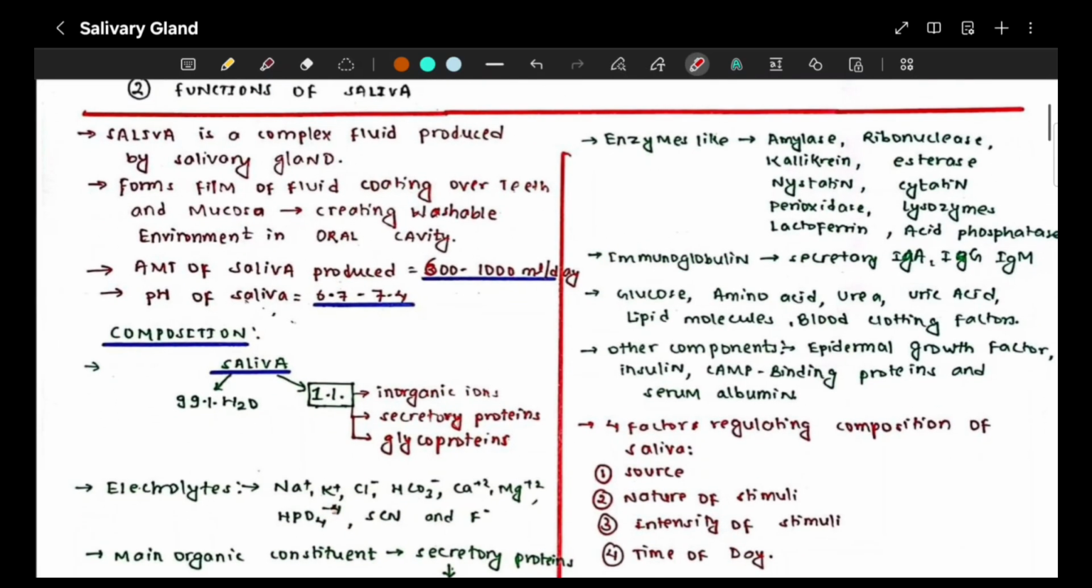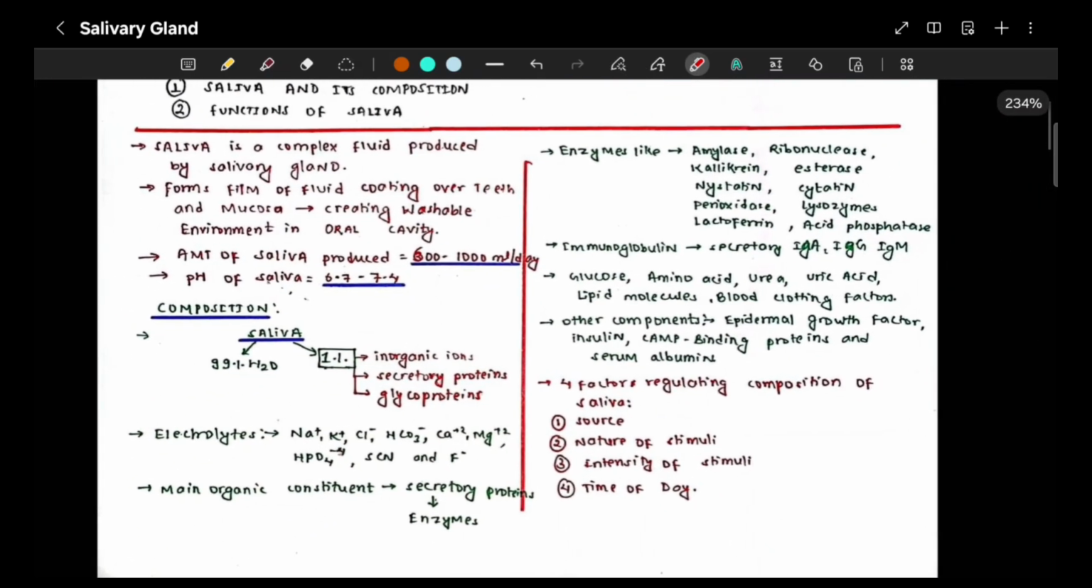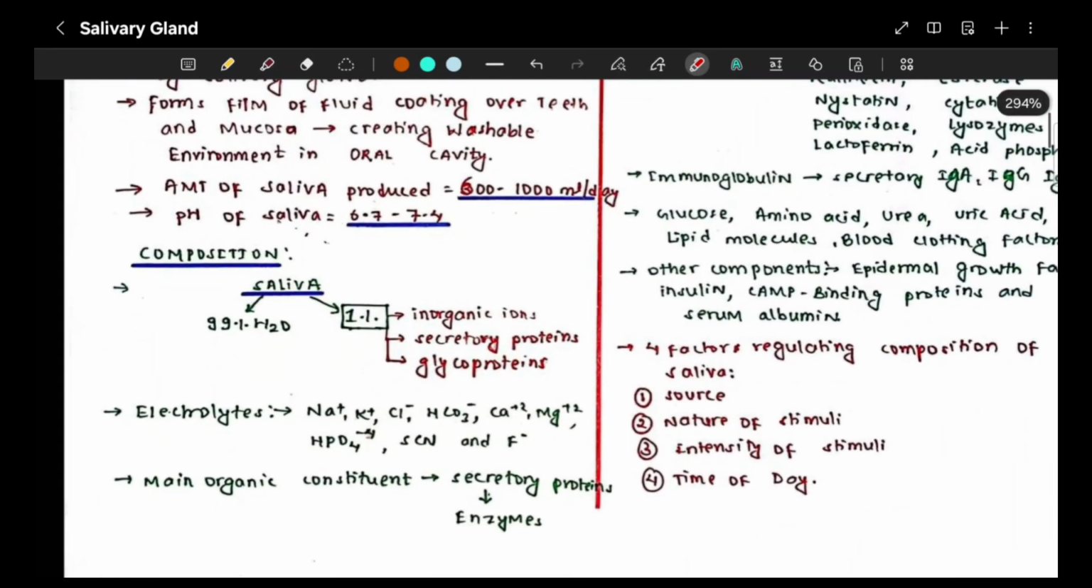The composition is one of the most important topics of today's video. They usually ask composition in theory exams as short notes. In saliva, we have 99% water and 1% inorganic ions, secretory proteins and glycoproteins. The inorganic ions contain electrolytes: sodium, potassium, chloride, bicarbonate, calcium, magnesium, SO4, phosphate ion, SCN (thiocyanate ion), and fluoride ion.